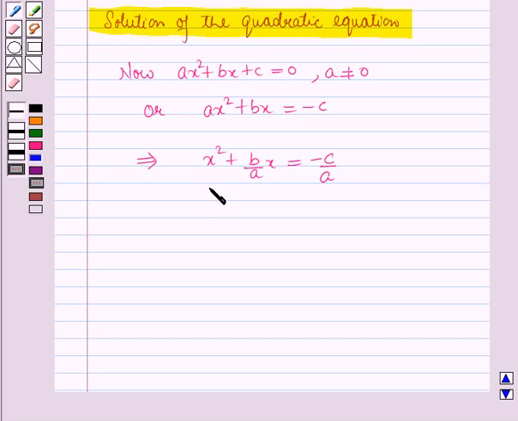Now we will complete the square on the left hand side. For this, we will add and subtract the square of half the coefficient of x on the left hand side, which implies x square plus b by a into x plus b square by 4a square minus b square by 4a square is equal to minus c over a.